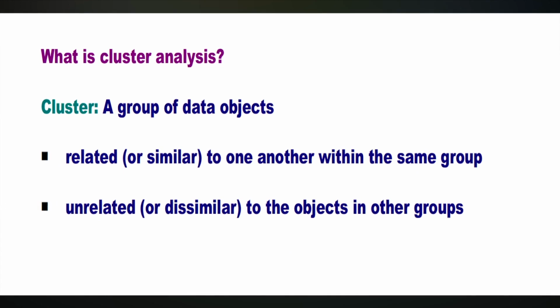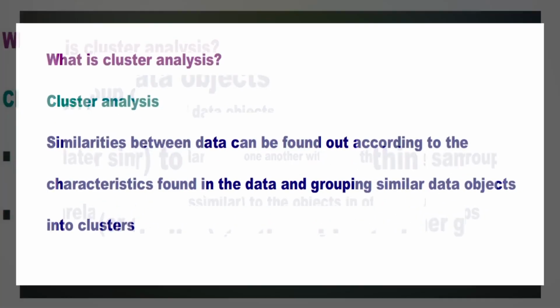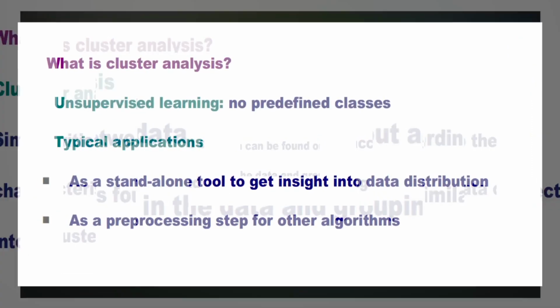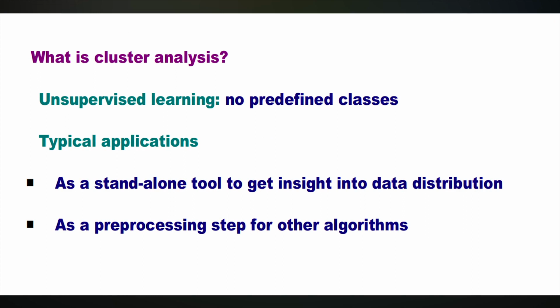Let us see what is cluster analysis. A cluster is a group of data objects where related items, that is similar items, belong to the same group, and unrelated or dissimilar items or objects belong to different groups. Cluster analysis: similarities between data can be found out according to the characteristics found in the data, and grouping the similar data objects into clusters. We need to know about unsupervised learning also, where there are no predefined classes.